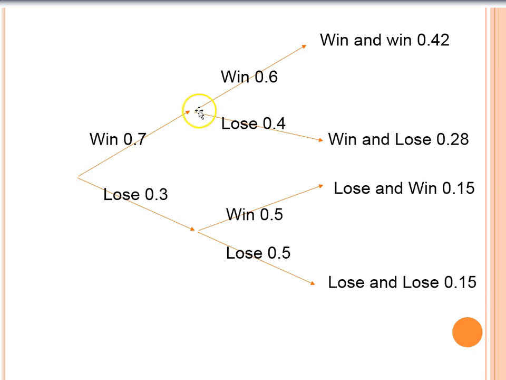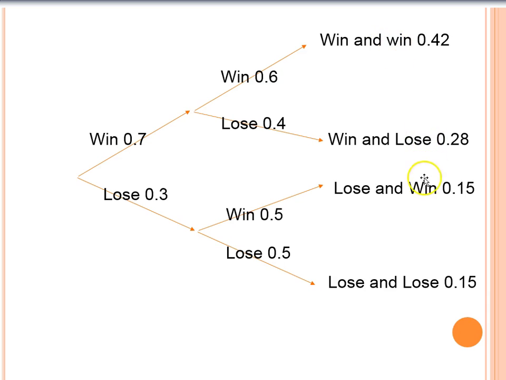So if you win that first game, the probability you win the second is 0.6, and that's given to us in the problem. We can deduce from that then the probability that we lose is 0.4 because these are our only two options and they have to sum up to 1. The same thing for the bottom two branches. The problem tells us that if we lose the first game, the probability that we win the second is 0.5. That information is given to us, and then we can deduce from that the probability that we would lose. It has to be 0.5 because these have to sum up to 1.